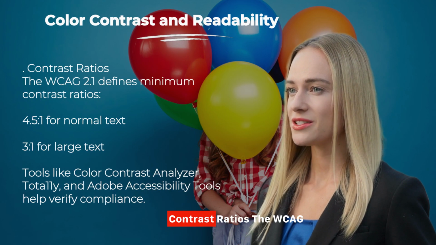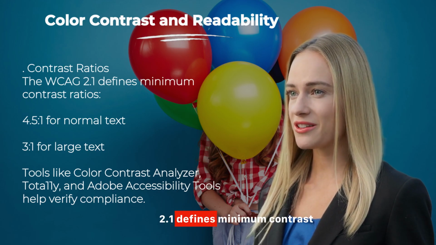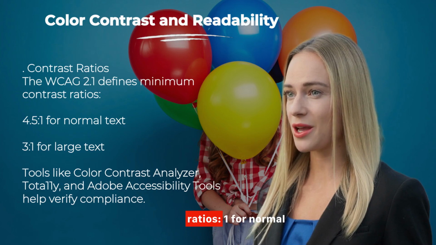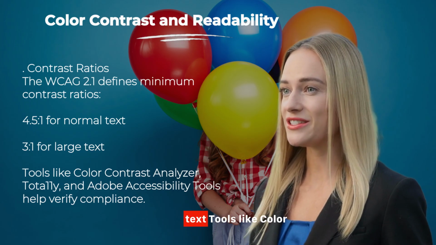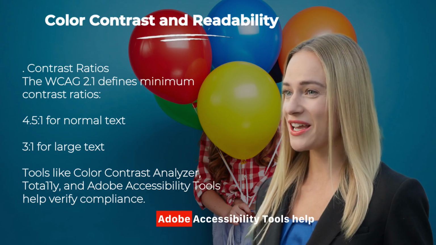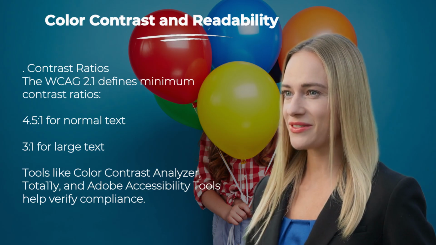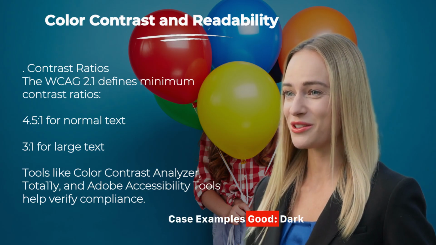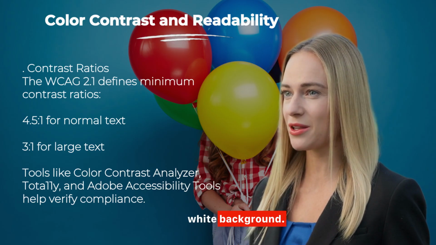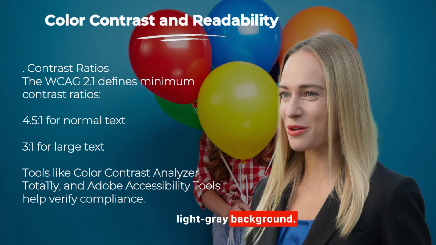3. Color contrast and readability. 1. Contrast ratios. The WCAG 2.1 defines minimum contrast ratios: 4.5 to 1 for normal text, 3 to 1 for large text. Tools like Color Contrast Analyzer, TOTA11Y, and Adobe Accessibility Tools help verify compliance. 2. Case examples. Good: dark blue text on a white background. Bad: pale yellow text on a white or light gray background.